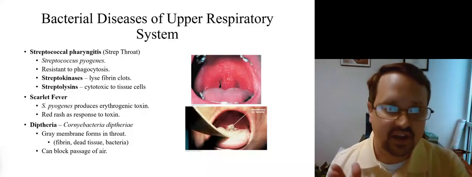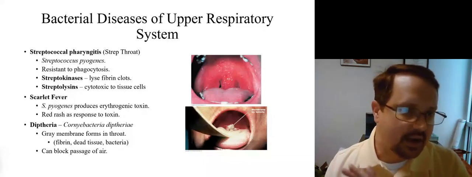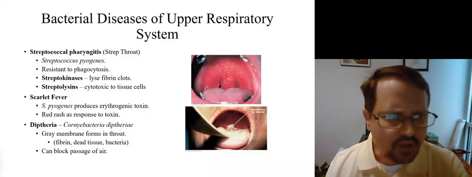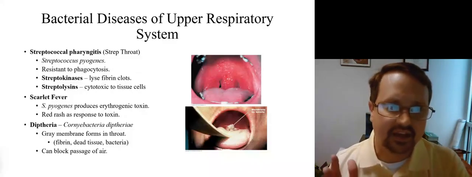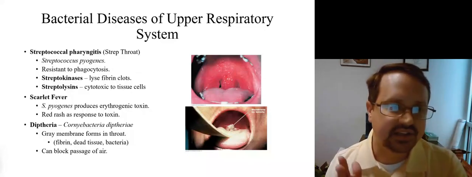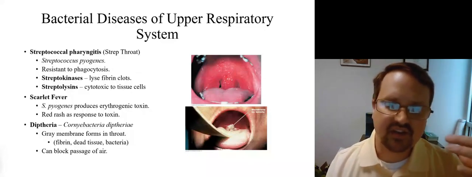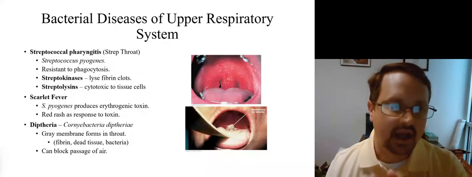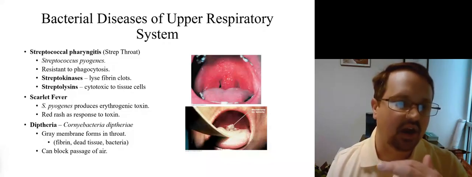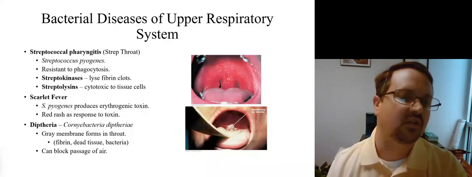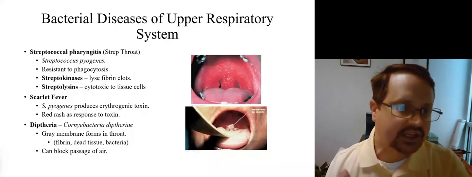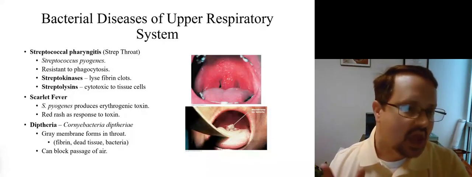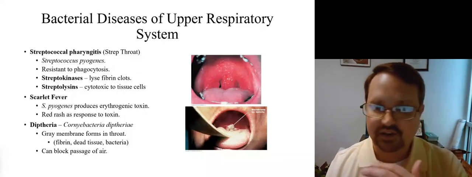It is resistant to phagocytosis. They produce things we call virulence factors, by the way: streptokinases, which lyse fibrin clots, and streptolysins, which are cytotoxic to tissue cells. So these things cause damage to the tissues. Scarlet fever is caused by Strep pyogenes. There's an erythrogenic toxin, and the red rash is a response to the toxin.